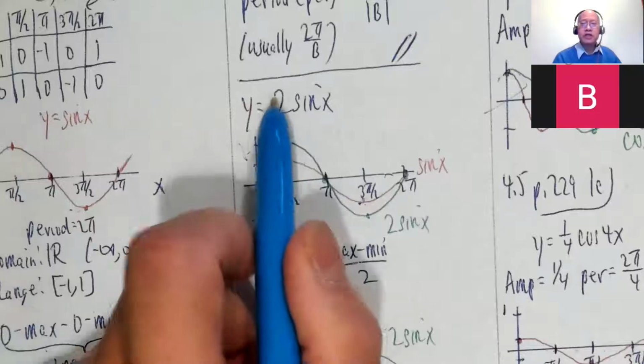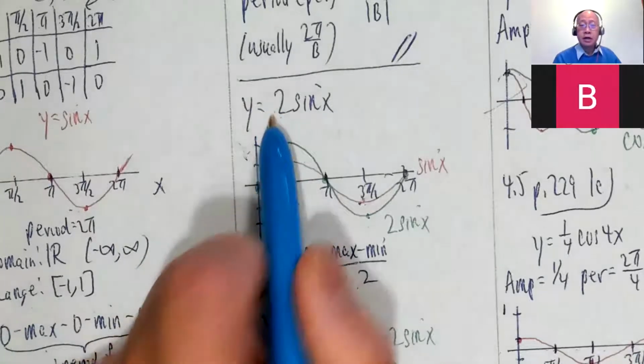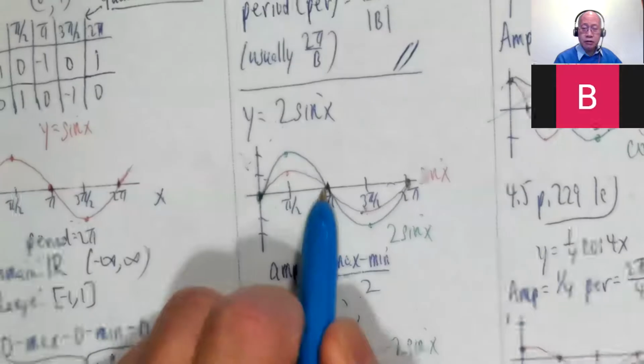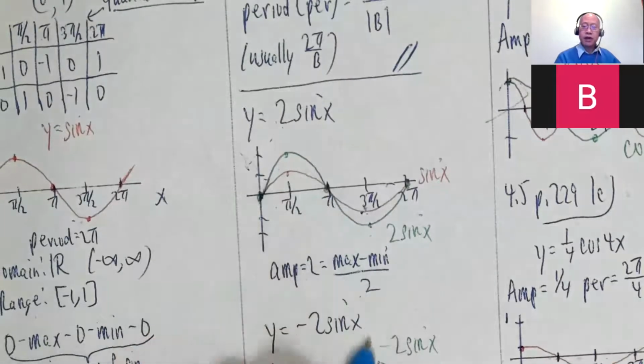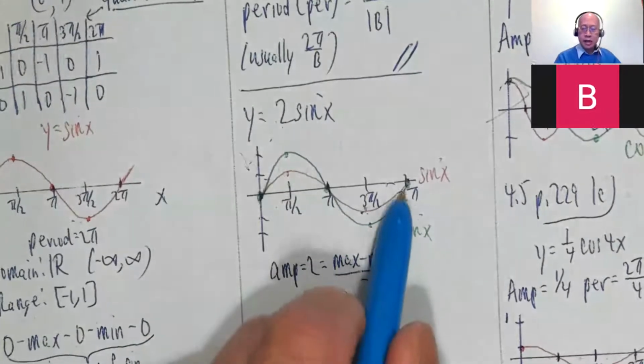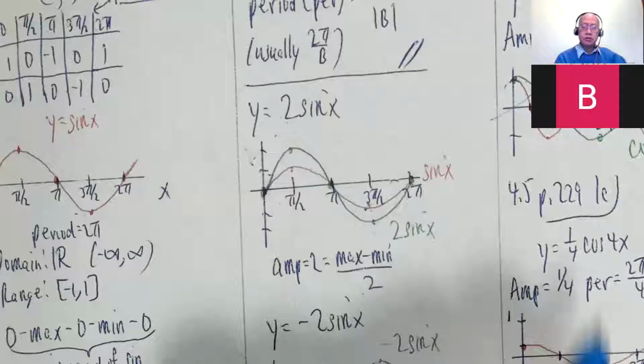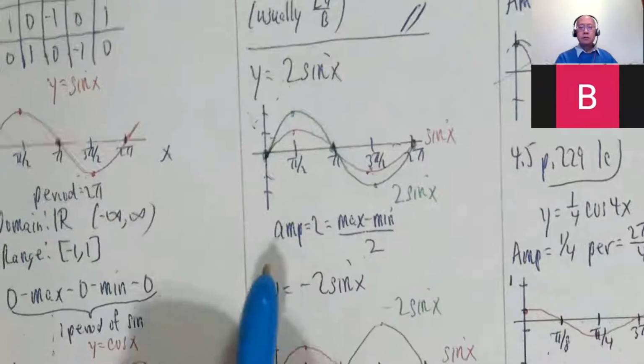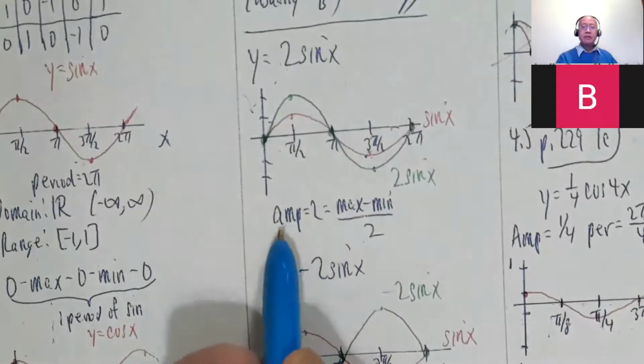Imagine the coefficient in front was 1,000,000. Well, this thing would shoot way up to 1,000,000, but still come back down to 0. Then it shoots way down to -1,000,000, and then comes back to 0. And it keeps doing that all the way through. Okay, the amplitude is 2.